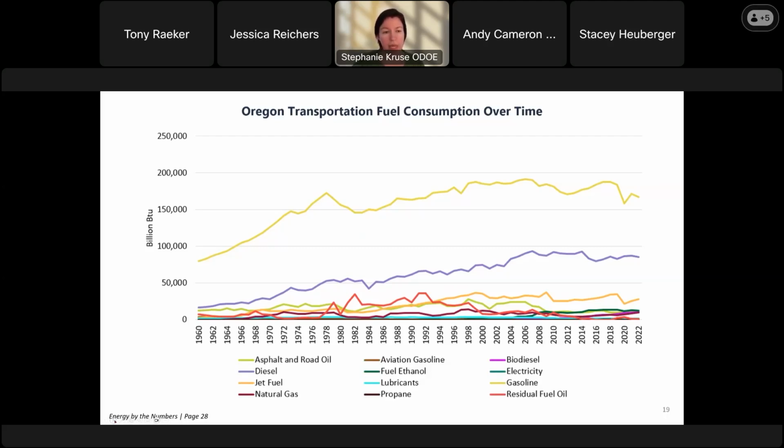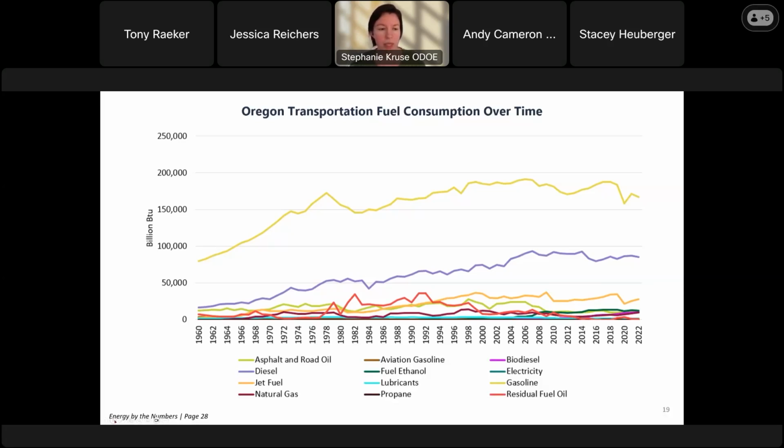Beginning in 2007, you can see increased use of ethanol, shown in dark green along the bottom, which increased in use with the implementation of state and federal renewable fuel standards. The renewable fuel standards also help push the use of biodiesel, which is just barely discernible as a magenta line in the bottom right hand of the chart. While electricity consumption for transportation cannot easily be discerned in this chart, it is growing rapidly as electric vehicle adoption increases.